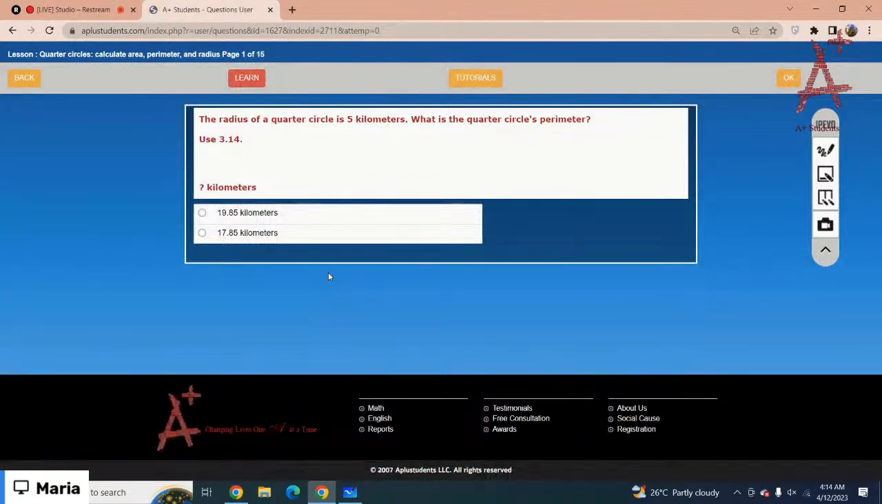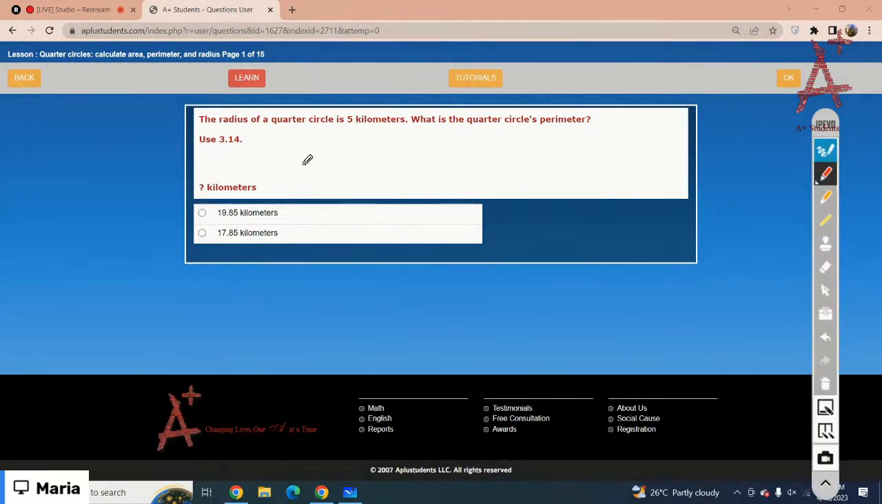Okay, the radius of a quarter circle is 5 kilometers. What is the quarter circle's perimeter? You have to calculate the perimeter of the quarter circle. Got it? We know that the perimeter of the quarter circle is P equals 1/4 the circumference plus twice the radius. Got it? Just put in all the values. It would be 2 times 3.14 times 5 over 4 plus 2 times 5. Got it? Just do the calculations.